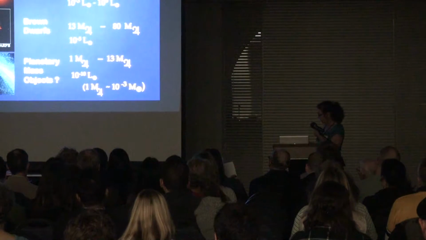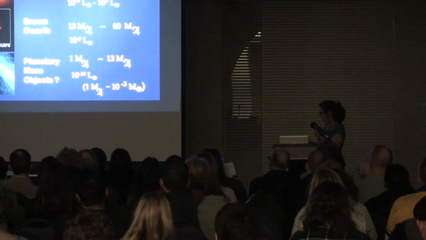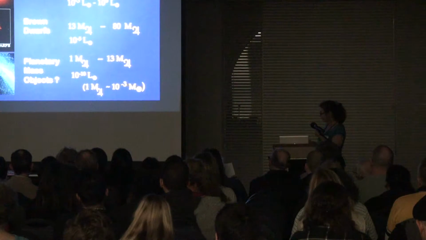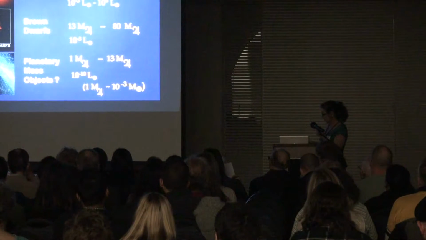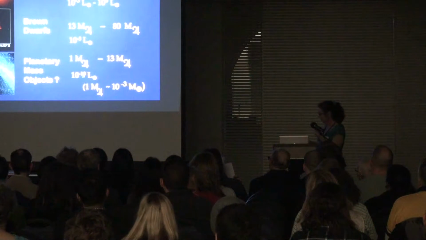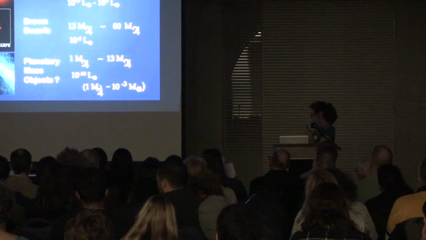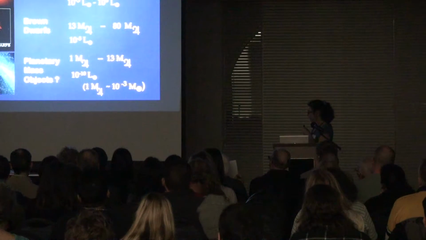And then planetary mass objects are even fainter. They're by about that much of a factor again, 100,000. So only, I don't even know the word for 10 to the minus 10 solar luminosities. And their masses are of order 1 to 13 Jupiter masses.